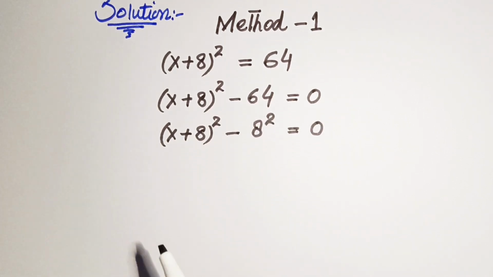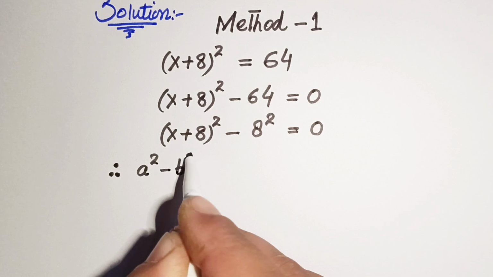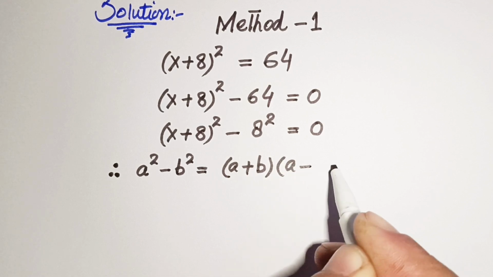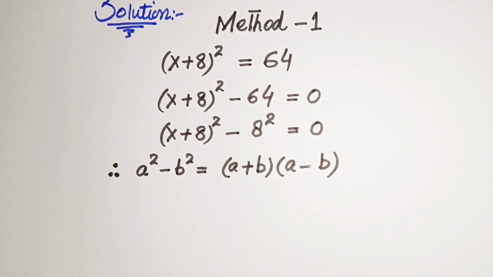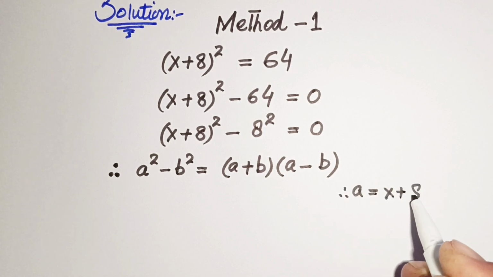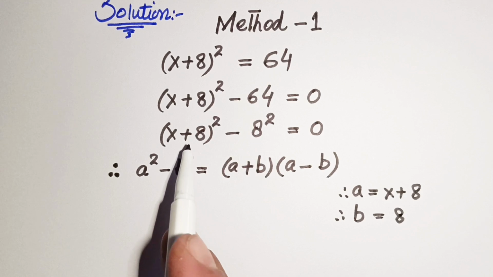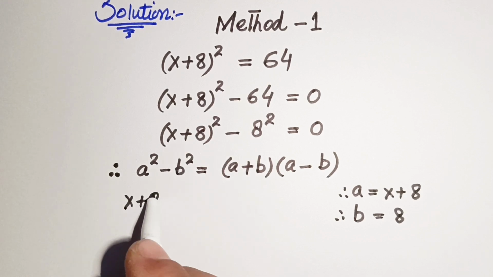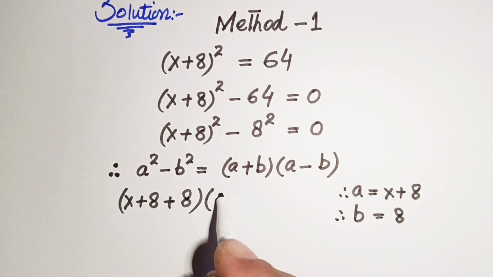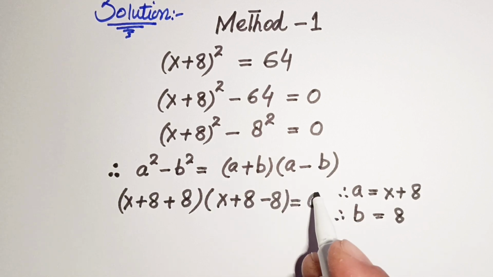Now we know by the algebraic formula that a² − b² = (a + b)(a − b). Using it here, a is equal to x + 8 and b is equal to 8. So a + b is x + 8 + 8, times a − b, which is x + 8 − 8, equal to 0.